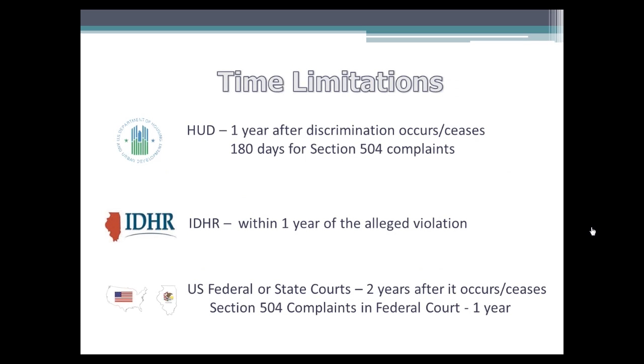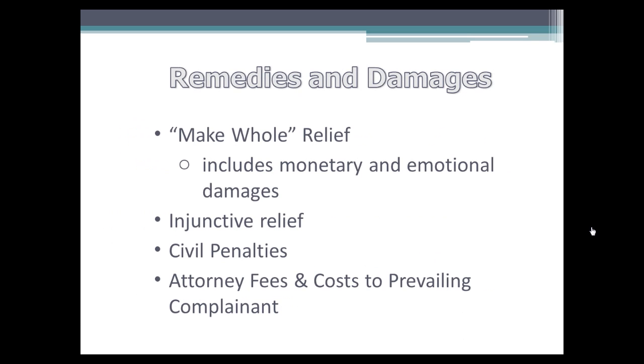A person can file a charge within 1 year after the alleged discriminatory practice occurs or ceases. In cases of ongoing, continuing discrimination, a complaint can be filed within 1 year after the practice ceases. A case can be filed up to 2 years after it occurs or ceases in state or federal court. And any time that the case was open at an administrative agency such as IDHR or HUD is tolled, meaning it is not included in calculating the 2-year filing period.